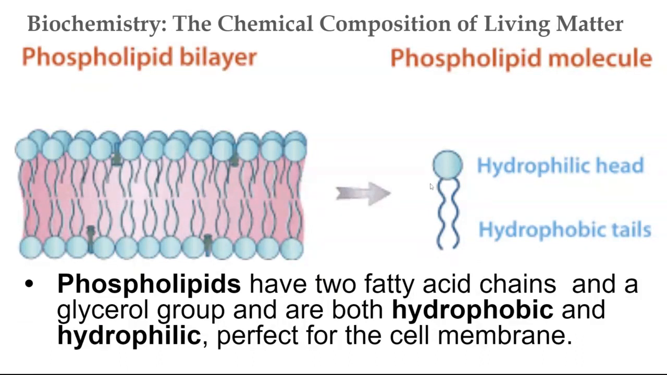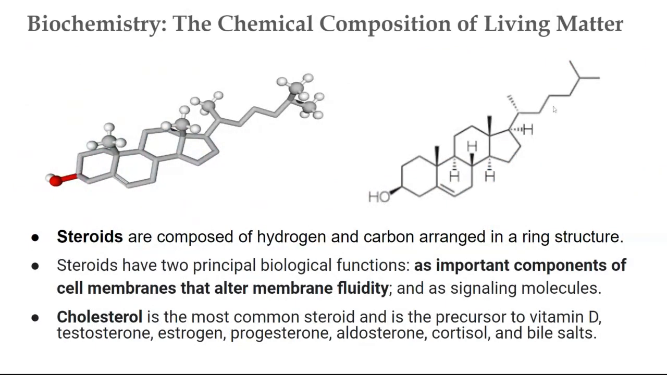Now, I already mentioned that they have one saturated chain and one unsaturated chain that kinks, and that allows some flexibility, but it's also separated by these other little molecules in between. Those little molecules are steroids. Steroids are composed of hydrogen and carbon, so they are a hydrocarbon ring structure, but they have this little tail right here. And they are important components of cell membranes because they protect the membrane fluidity, meaning they protect it from getting too stiff or too wobbly.